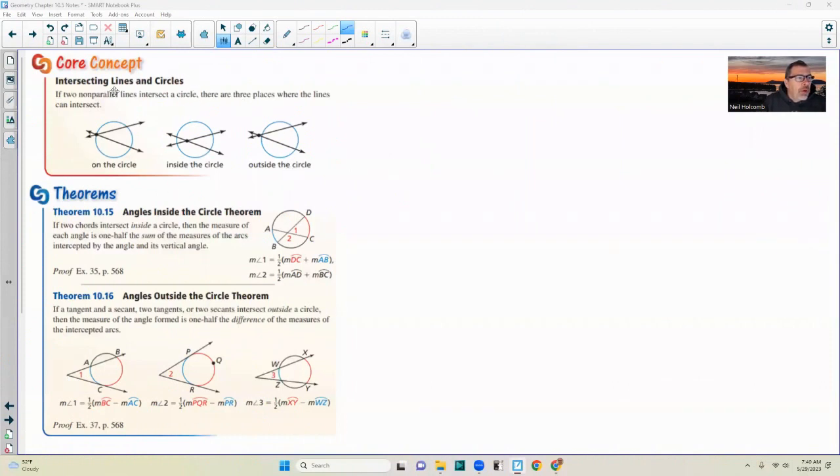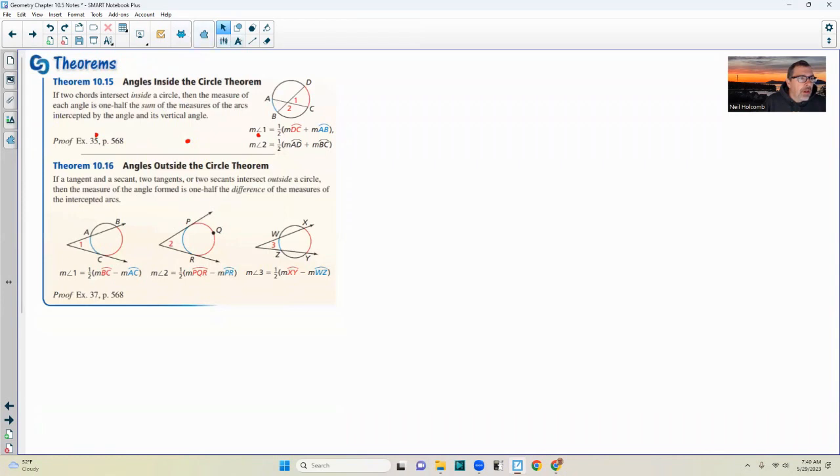All right, core concept: intersecting lines and circles. If two non-parallel lines intersect a circle, obviously they're non-parallel because otherwise they wouldn't intersect at all. There are 3 places where the lines can intersect. As I've mentioned in class, it can be on the circle, forming an inscribed angle; it can be inside the circle, forming an interior angle; or they can be outside the circle, forming an exterior angle. Okay, so now let's take a look at these theorems.